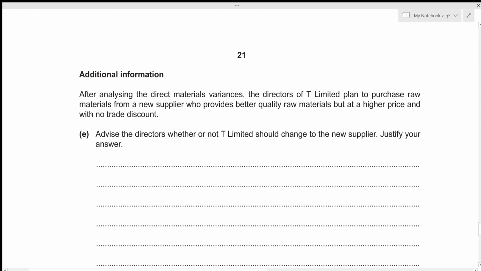We are given additional information. After analyzing the direct materials variance, the directors of Tea Limited plan to purchase raw materials from a new supplier who provides better quality raw materials, but at a higher price and with no trade discount. We need to advise the directors whether or not Tea Limited should change to the new supplier, and we also need to justify our answer.